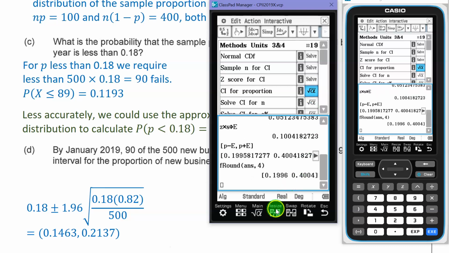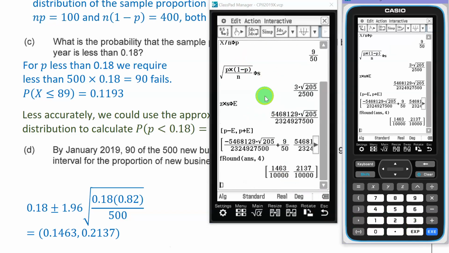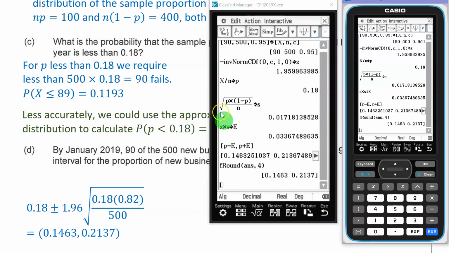I hit the square root, open it up, and on the top line, just change these first couple of parameters. We have 90 out of 500, and we wanted a 95% confidence interval, so we leave this parameter as 0.95. Press execute. I should have changed to decimal mode before I did that. Let's run it one more time. And here's all the methodology that you could need to end up with 0.1463 to 0.2137 to 4 decimal places.